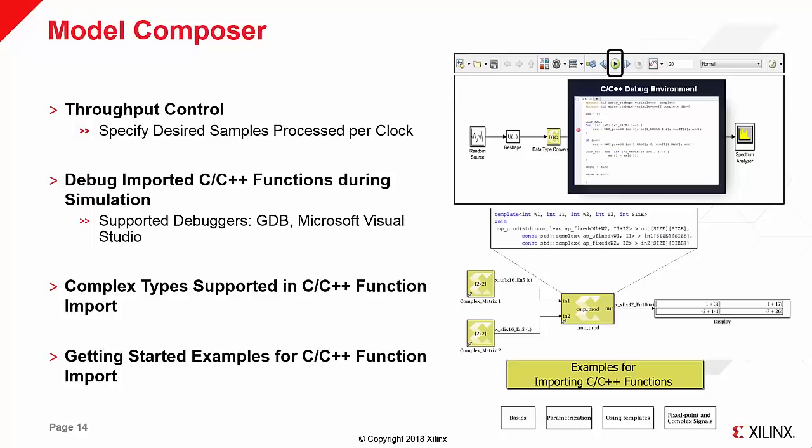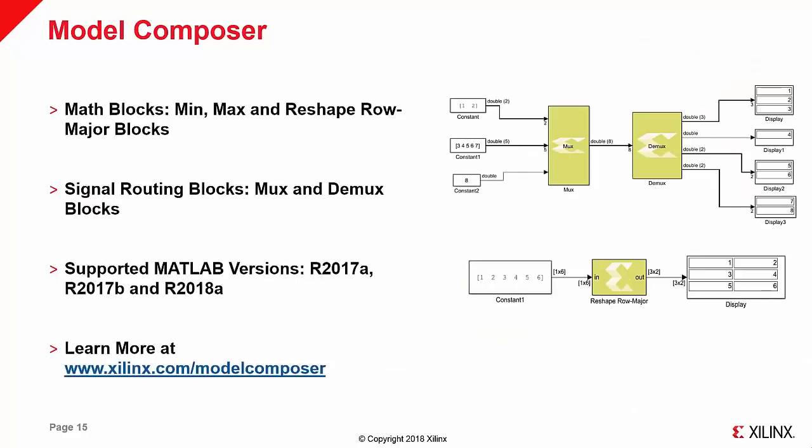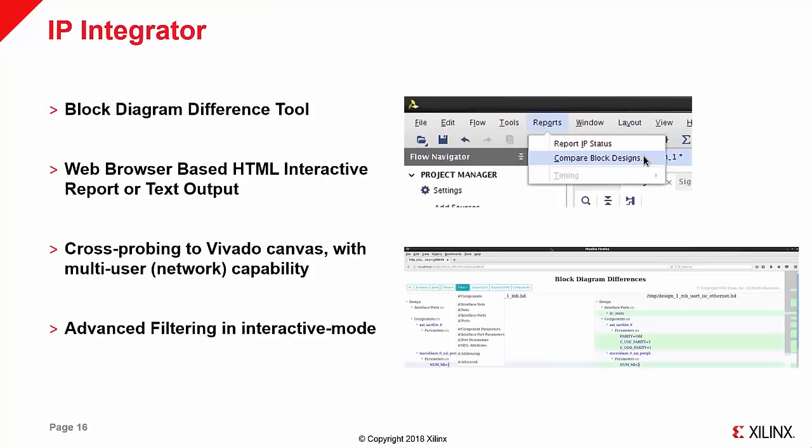Finally, we have a plethora of example designs for you to look at embedded directly into the MATLAB help browser. You can use these examples as a starting point to begin importing your own custom functions. We have also added new optimized min, max, and reshape row major blocks to the math functions sublibrary. New mux and demux blocks enable better control over routing in your designs by allowing you to join or split signals from buses. Model Composer supports all 3 versions of MATLAB listed here, and if you want more information, you can find it on xilinx.com/Model Composer. Now let's take a look at some of the changes to IPI in 2018.3.